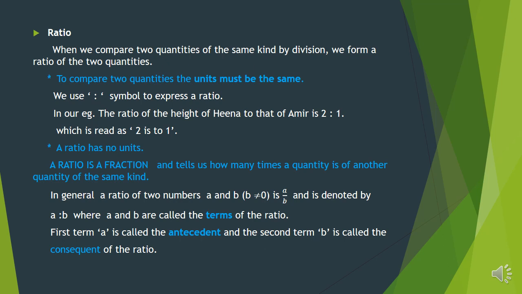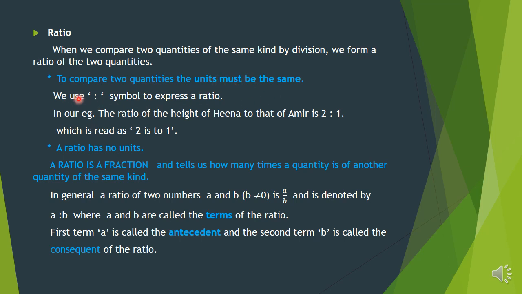Children, when we compare two quantities of the same kind by division method, we get a ratio. When we compare the two quantities of the same kind by division, we form a ratio of the two quantities. Children, to compare two quantities, the units must be the same. It is a very important point. The units must be the same.